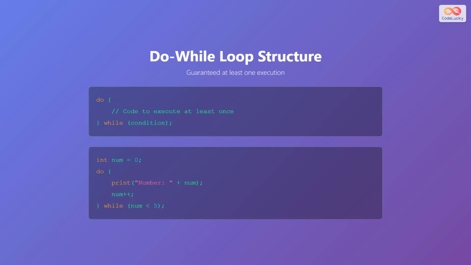In this example, num starts at 0. The code prints the number and increases it by 1. After the first execution, the condition is checked. Since num is less than 5, the loop repeats. This continues until num reaches 5.